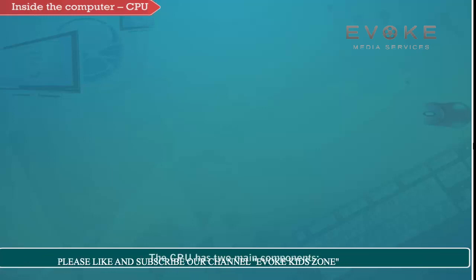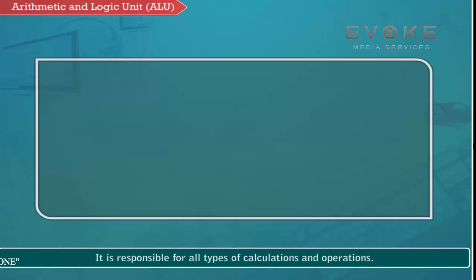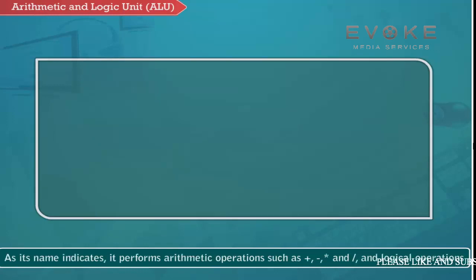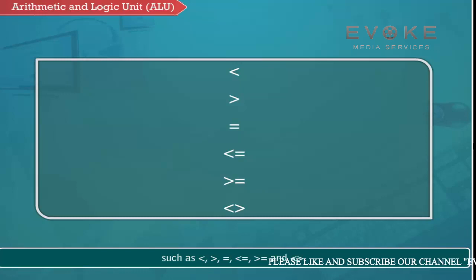The CPU has 2 main components. Arithmetic and logic unit, ALU. It is responsible for all types of calculations and operations. As its name indicates, it performs arithmetic operations such as plus, minus, multiply, and divide, and logical operations such as less than, greater than, equal to, less than or equal to, greater than or equal to, and not equal to.